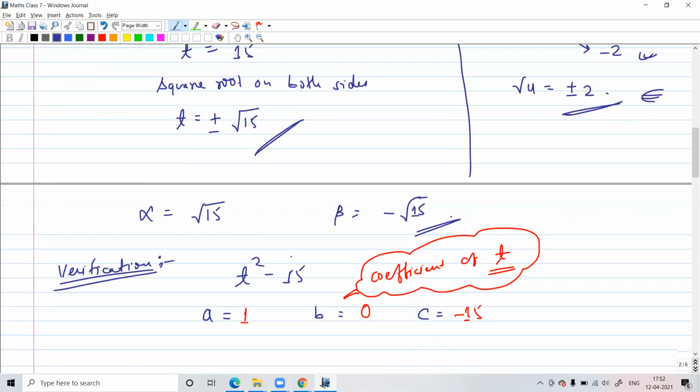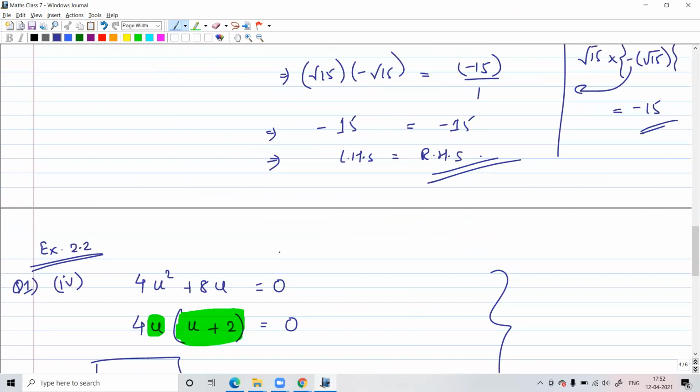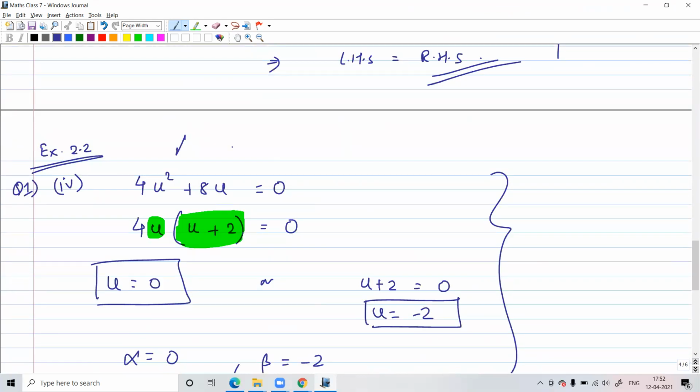But if your constant term is 0 and you have variable on both of them like this, u square and u, in that case, you have to take something common and you will get two factors like this. U will be one of the factors and some u plus or whatever, this will be your another factor, which you can make it 0.